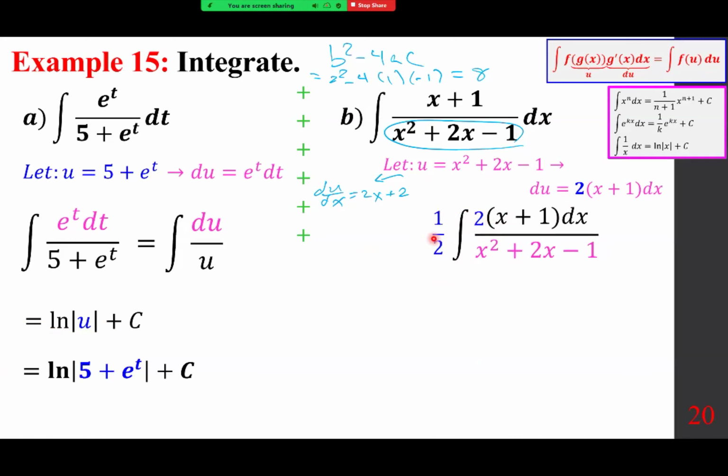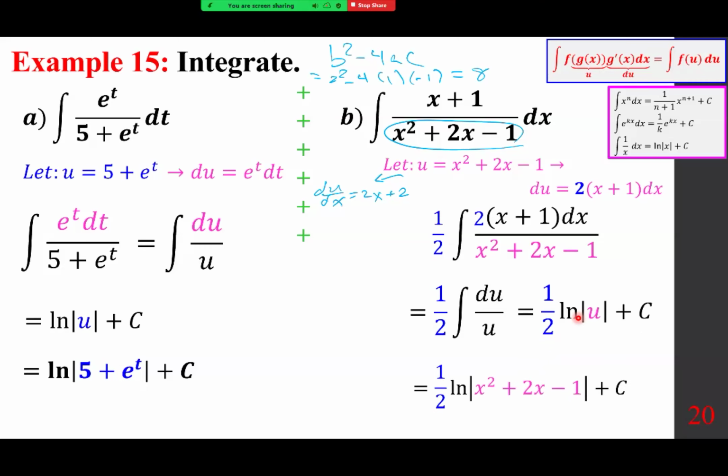The reason I put this outside is because it has no bearing. It just keeps on happening again and again. So you have this part, which is identical to this part. It's half of a natural log and a constant. Replace the u and you're done. You have to keep the absolute value because this expression could be positive, it could be negative.